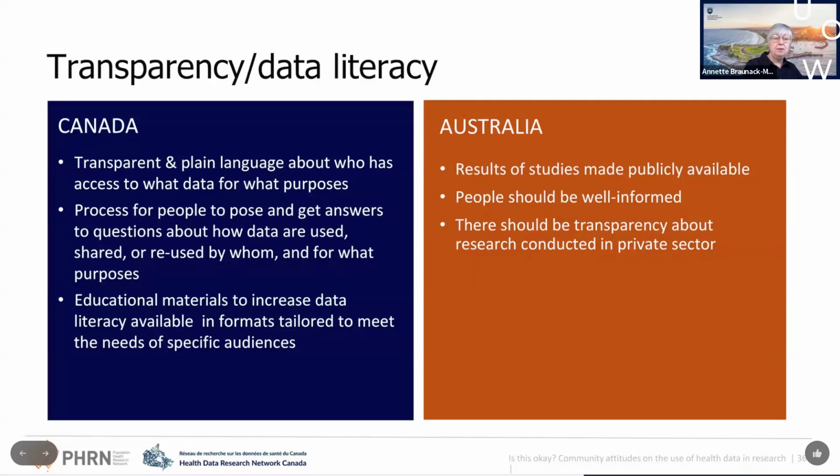In Canada, an opportunity for people to get answers to questions about how their data are being used, and really good education materials to increase data literacy. And also in Australia, the same thing, available in formats that are tailored to meet the needs of particular audiences.